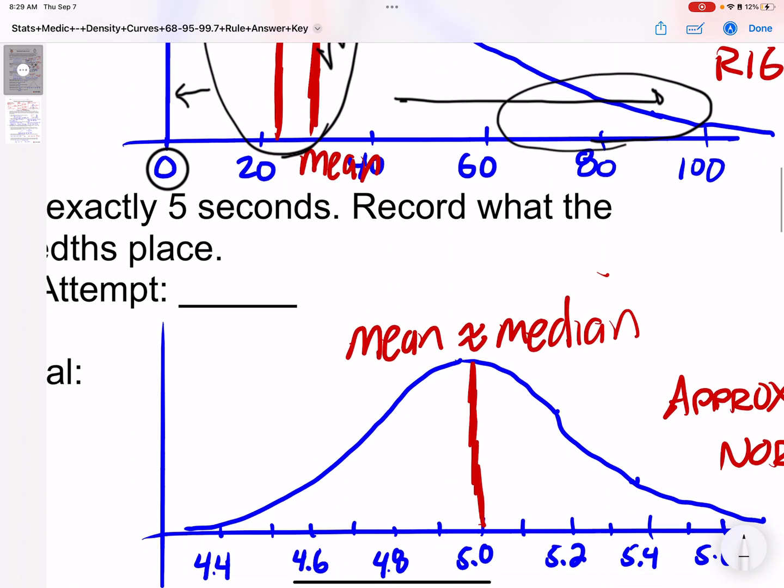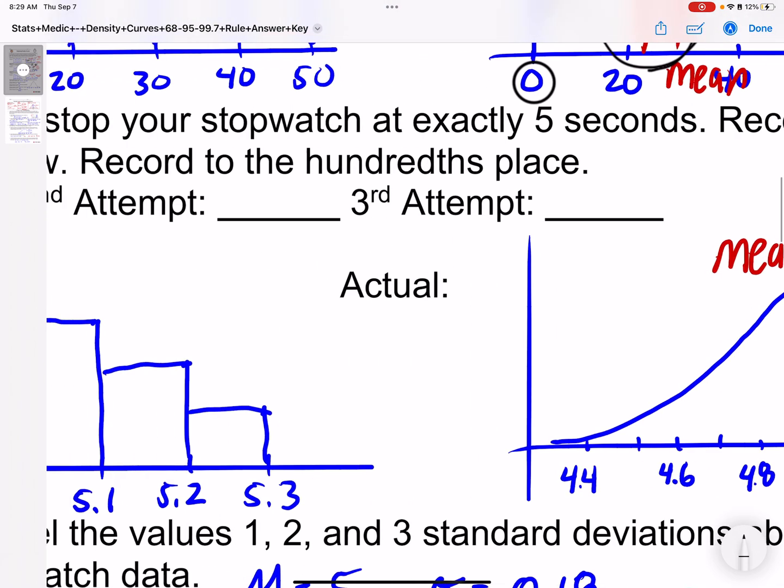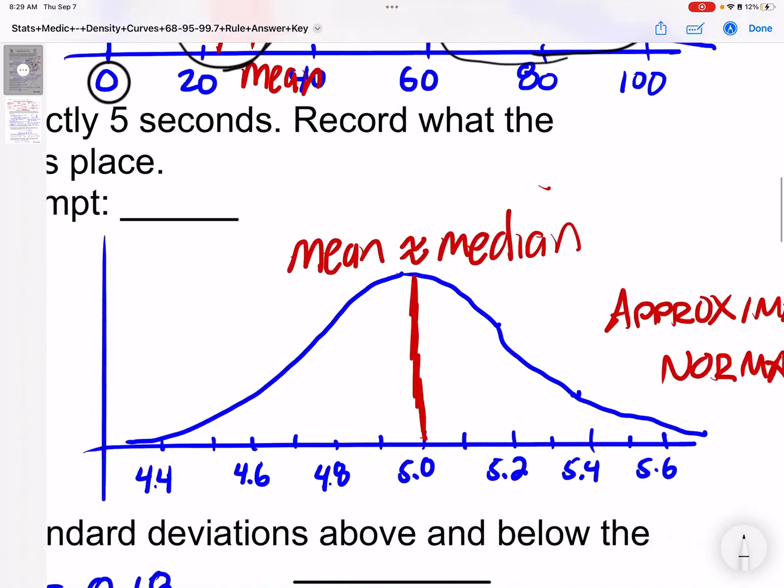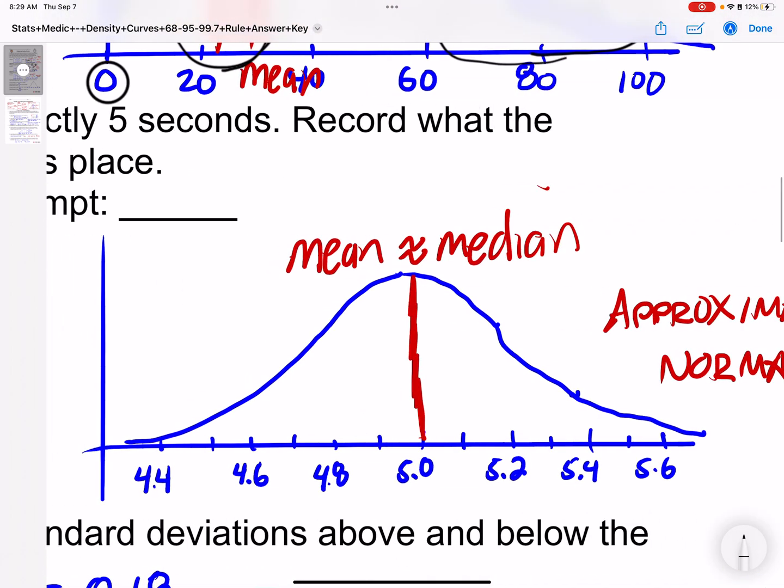So for the next one, we determined that this one, you can be whatever you want it to be for prediction, but this one turned out to be approximately symmetric and approximately normal, where the mean and median were the same and it was a bell-shaped curve.